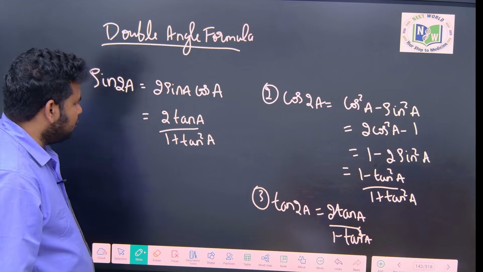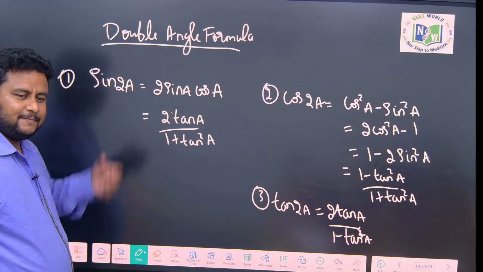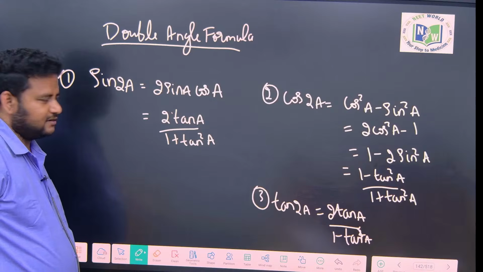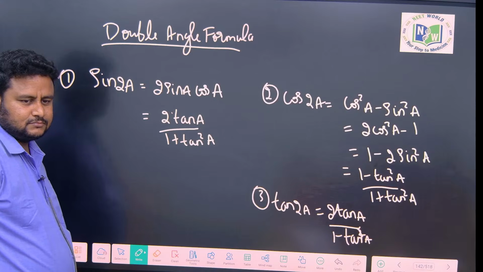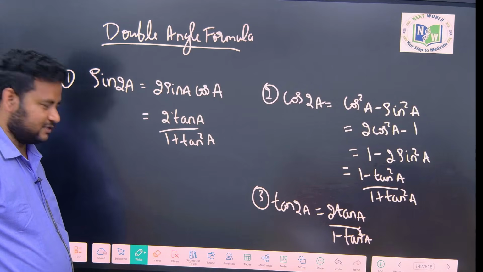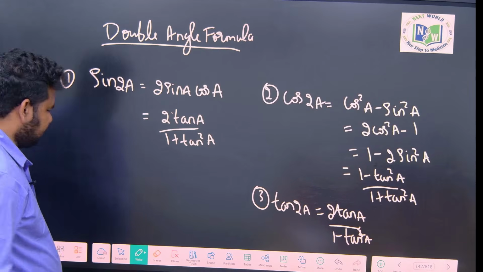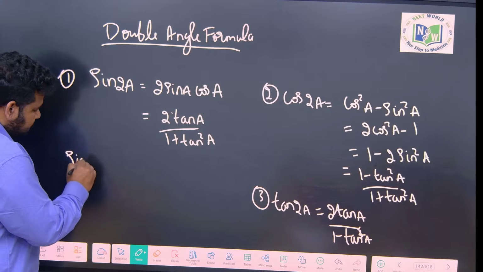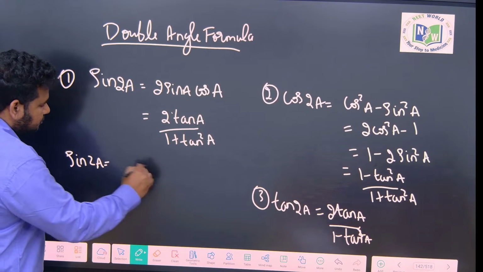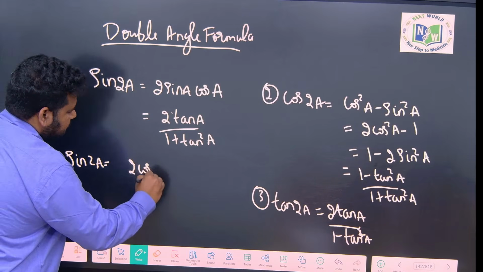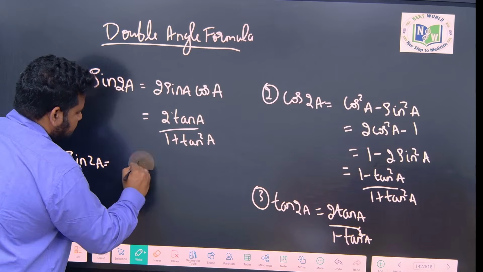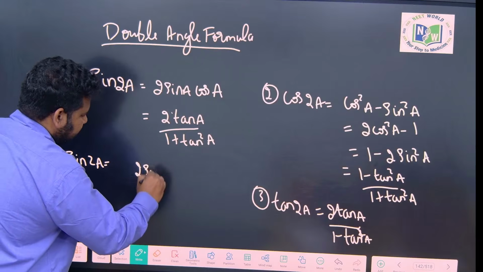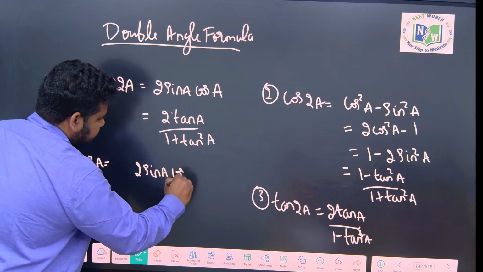So from this, can I get any other formula? Can we think? Sin theta. That is the half angle formula you are telling. Okay, that's fine. Now observe carefully. Sin 2a, we will write it as 2 sin a cos a, correct?